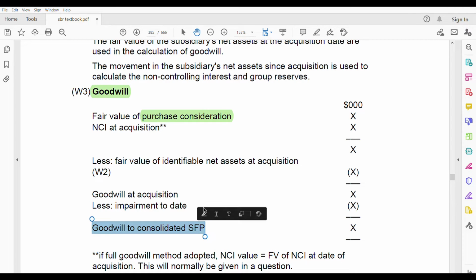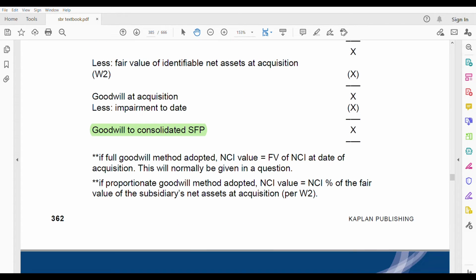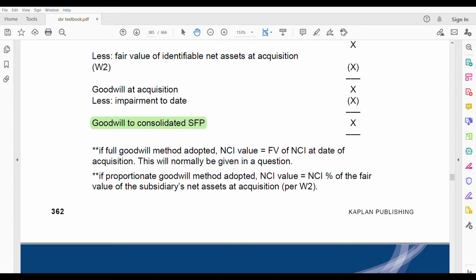Okay. Next, you need to remember the two goodwill methods. One is known as the full goodwill method, the other is known as the proportionate goodwill method. Full goodwill method means NCI is at fair value, which is given to you. This will be given in the question. If it is proportionate, you need to calculate the NCI. How? The NCI percentage of the fair value of the subsidiary's net assets.